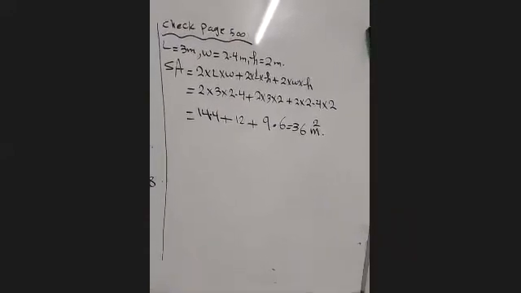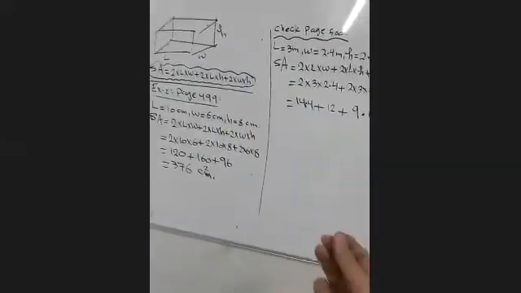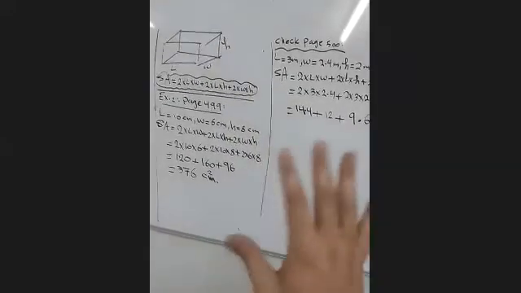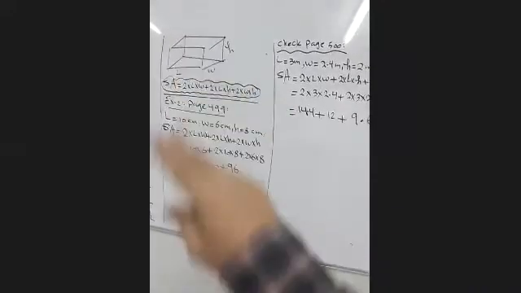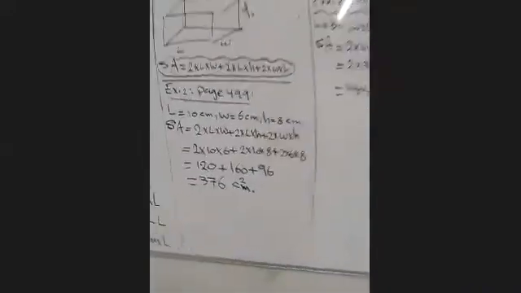Okay, this is the check, page 500. Now with this check, guys, we finished the lesson. In this lesson, we learned how to find the surface area of a rectangular prism using the formula which I gave to you. In the previous lesson, we took how to find the volume, okay?